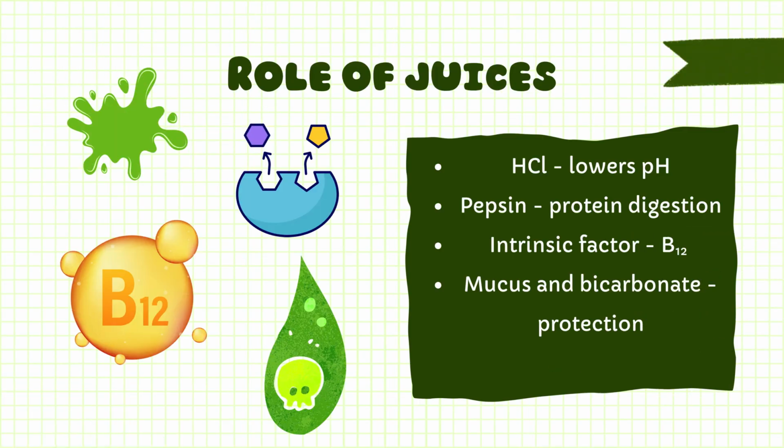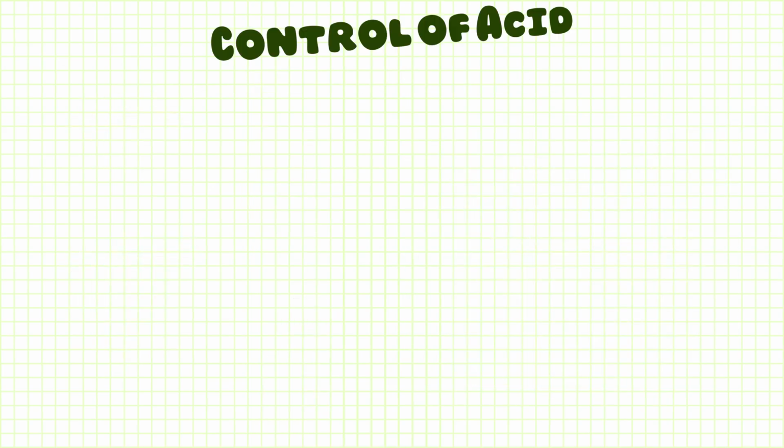Let's break down what these secretions actually do. HCl lowers pH to roughly 1 to 2, denatures proteins, and kills microbes. Pepsin begins protein digestion. Intrinsic factor binds vitamin B12 for absorption in the ileum. Mucus and bicarbonate protect the mucosa from acid. Without proper mucus or bicarbonate, the stomach starts digesting itself.